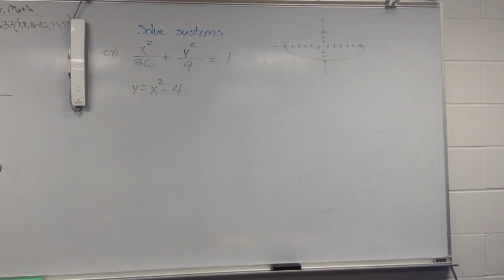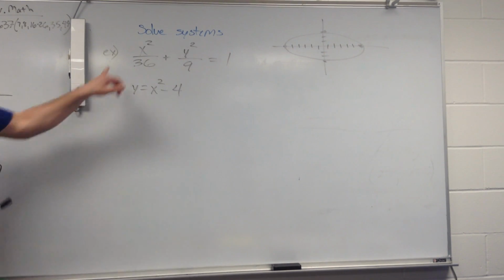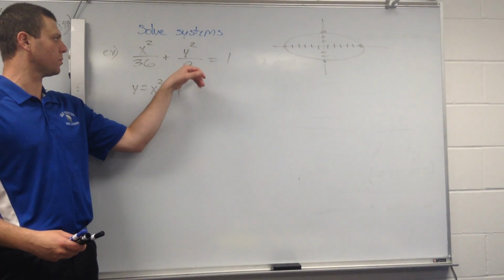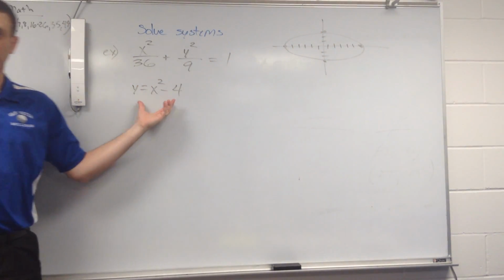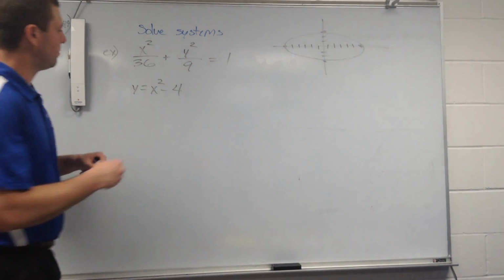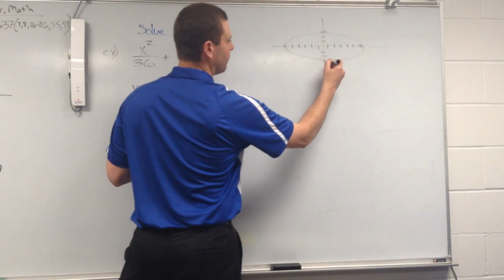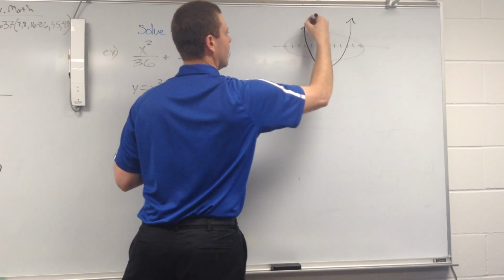Okay, solving systems of equations here using conic sections. So here we got an ellipse, x squared over 36 plus y squared over 9 equals 1. It would look something like this. Y equals x squared minus 4. That's a parabola, right? With a vertex at (0, -4). So it's going to look something like that.